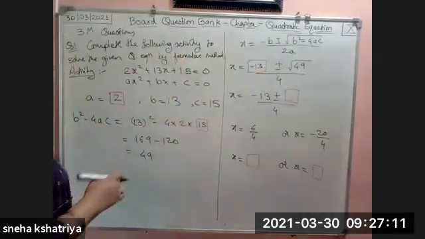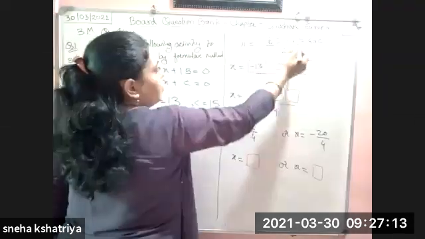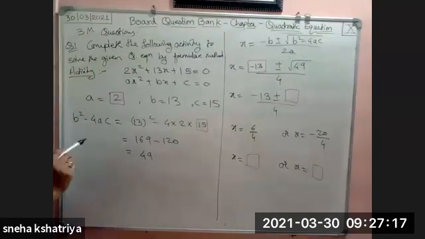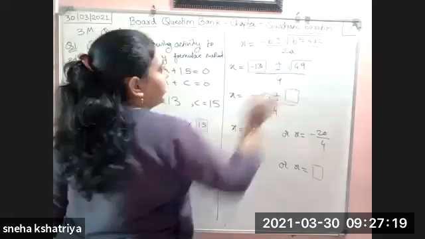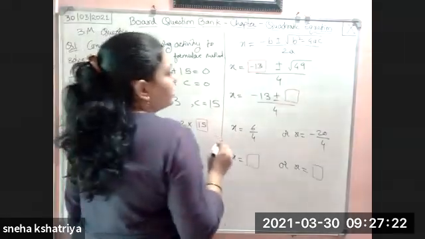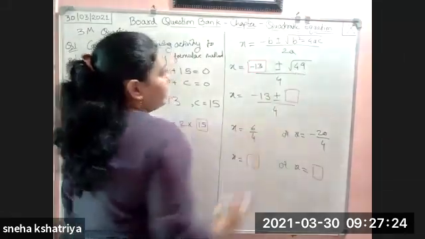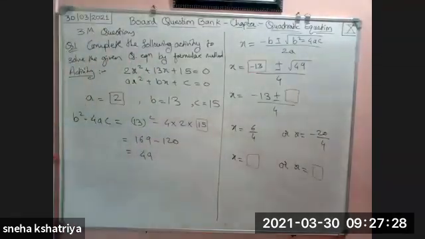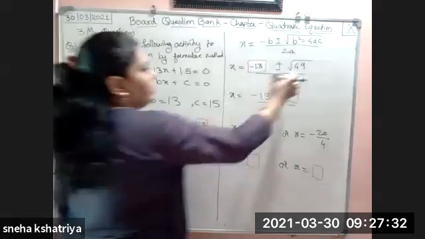X is equal to minus 13 plus or minus under root of b square minus 4ac. We have found out here the value of b square minus 4ac. That is 49. So put it here, 49. Now solve this. Root of 49. What is the value of root of 49? 49 is square of which number? It is square of 7. 7 sevens are 49. So this value will come here.